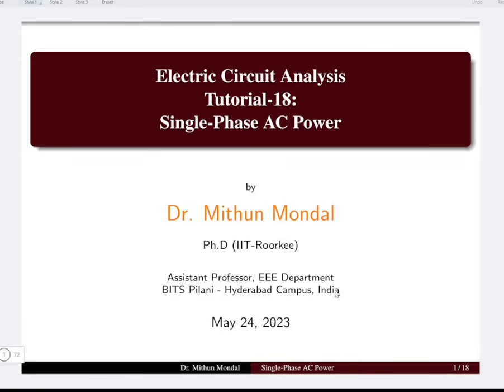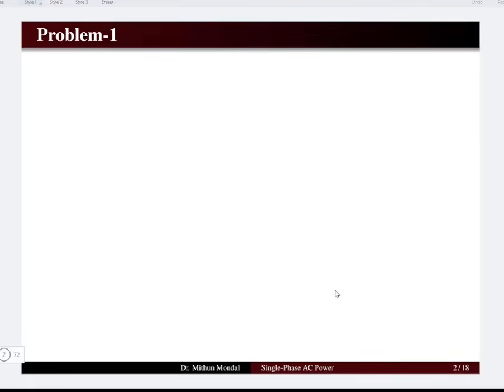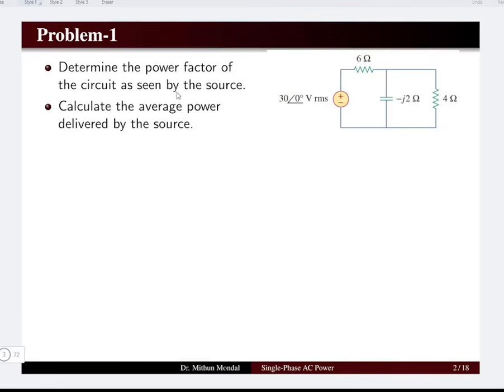The tutorial problem we are going to solve here is on single phase AC power. In the first problem, we have to determine the power factor of the circuit as seen by the source. So in this circuit, we have to determine what is the power factor which is seen by the source. Second, what is the average power which is delivered by the source.